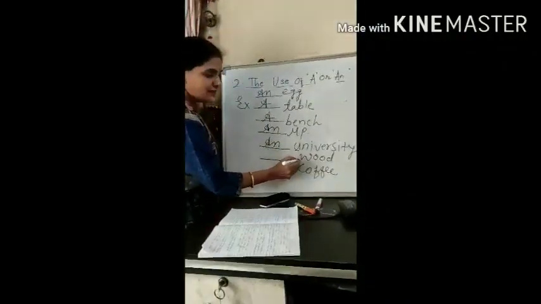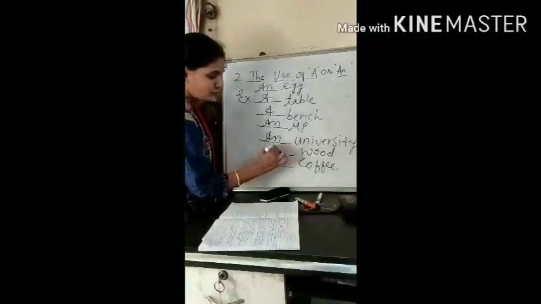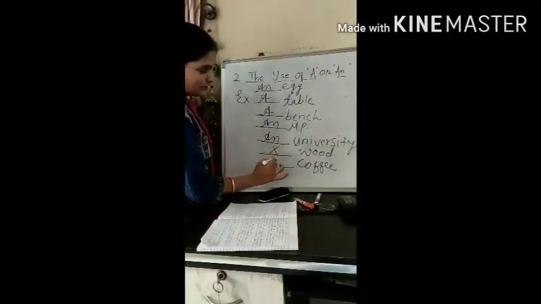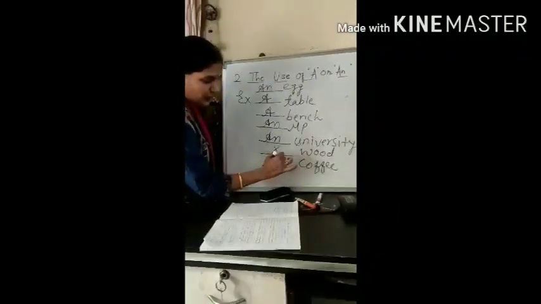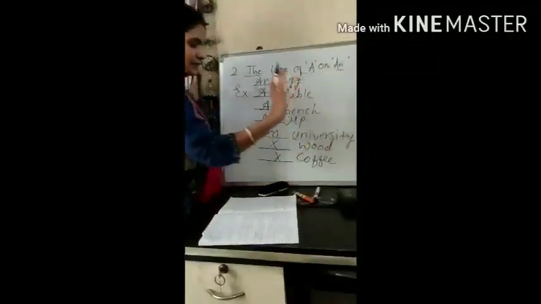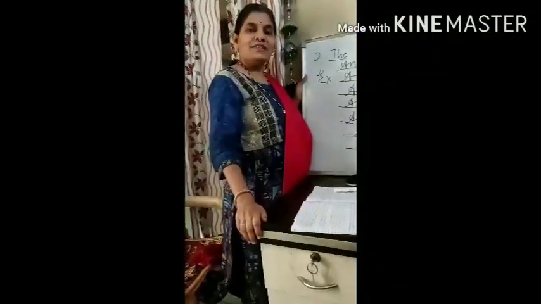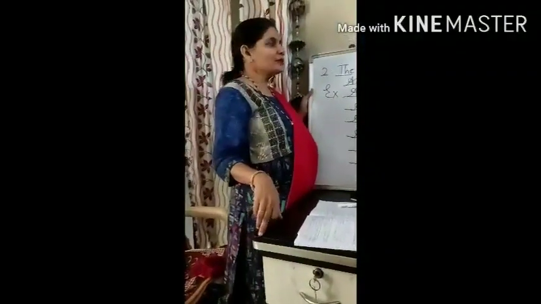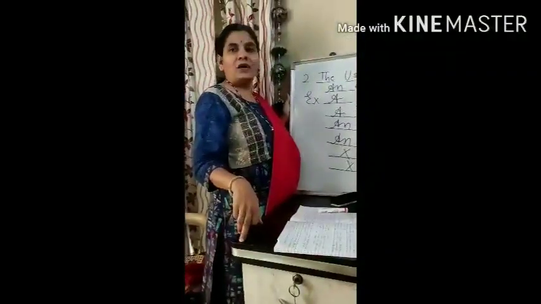Wood. Wood is an uncountable noun, so we should not use any article before wood. Coffee. Coffee is also an uncountable noun, so we should not use any article here. So students, you might have understood the concept of these articles a or an.